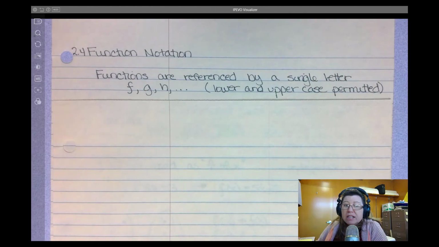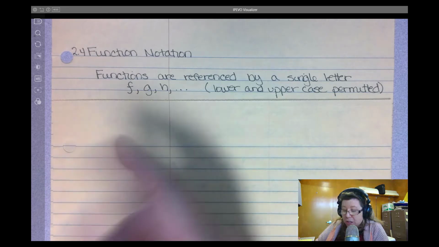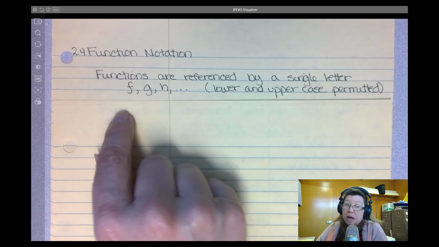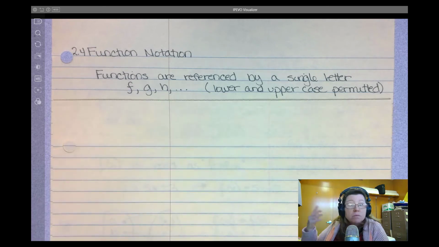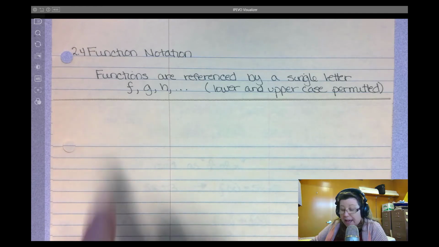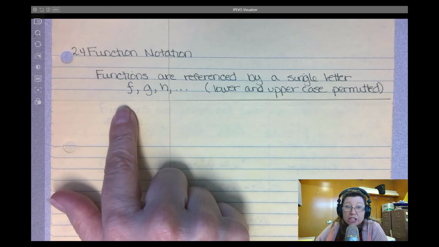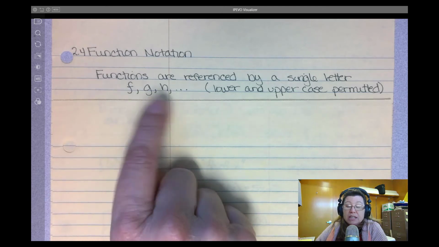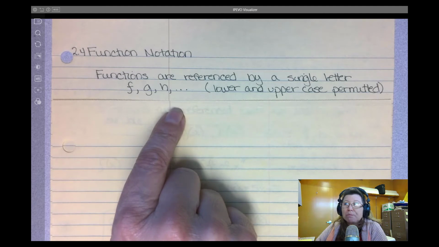The notation is going to be very important for us to understand. How we write things down is our notation. Functions are referenced by a single letter. They could be lowercase f, g, h. It could be uppercase as well. This could have been uppercase F, G, H, Q, P, S, T. What letter you choose is up to you. Personally, I use f a lot for function. G sometimes if I've already used f recently, and even sometimes H.